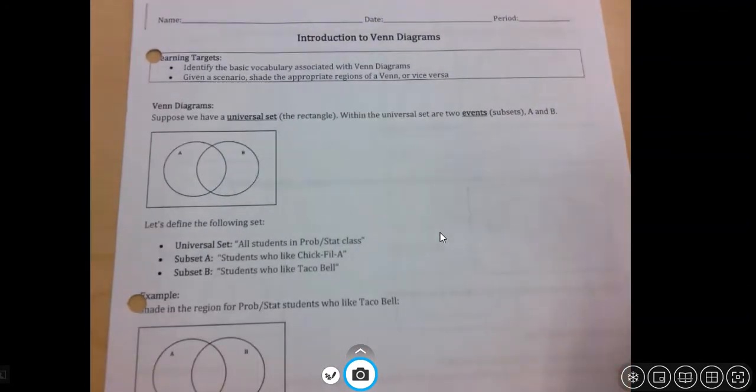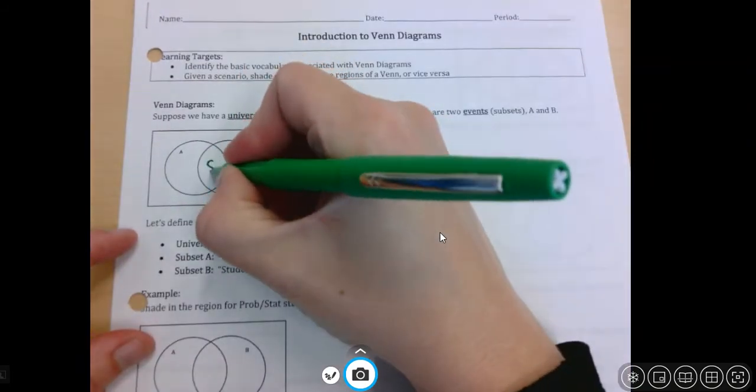Now, this is a shading problem, but just out of interest, let's see where everybody lands, okay? So your choices are, you like Chick-fil-A, you like Taco Bell, you like both, or you like neither. I need you to raise your hand for just one of those options. So if you like both, raise your hand. How many do we have in there? Raise them high until I count you. 1, 2, 3, 4, 5, 6, 7, 8 people like both. So I'm going to put an 8 up here.